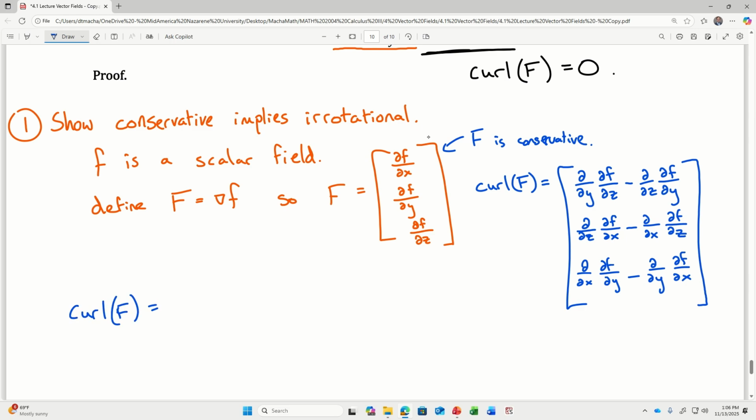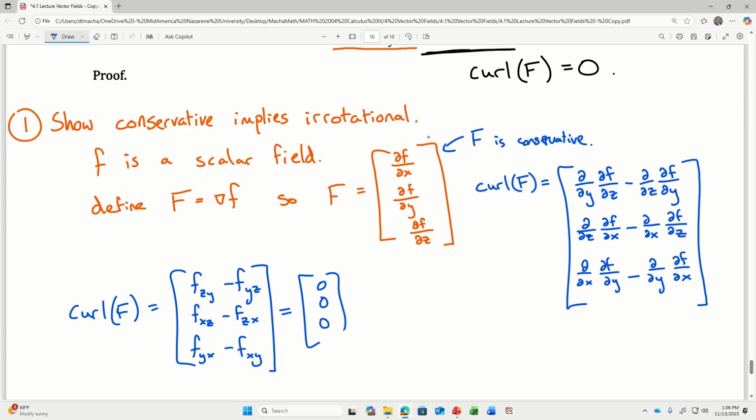What helps is the Lagrange notation. I could have written this as f_zy minus f_yz. Second entry, f_xz minus f_zx. And then last entry, f_yx minus f_xy. So the curl is 0, and it's irrotational.